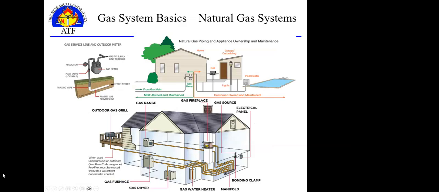As we get closer to our homes, we're going to have a main from the street that goes through a valve, a regulator, and a gas meter. And typically, that transition point of ownership from the utility is going to be at the outlet of the gas meter. That's where it transitions from utility-owned to customer-owned equipment.